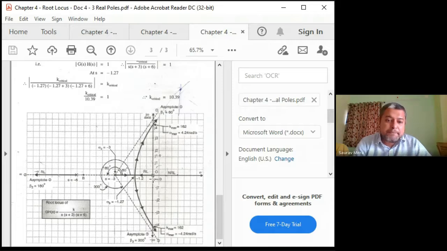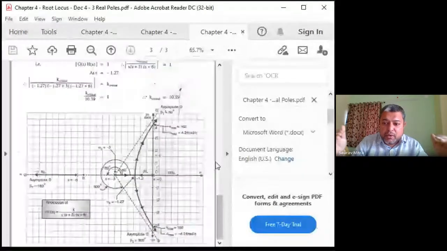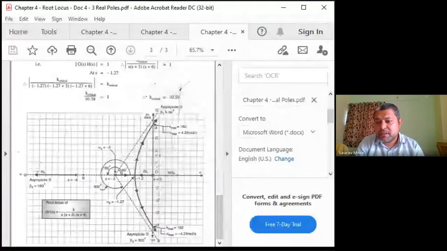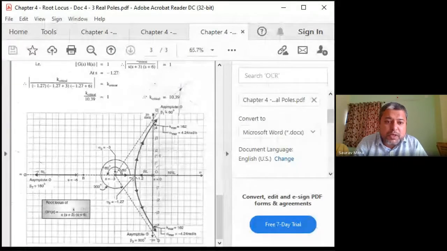What will happen is, initially you are keeping the value of k equal to 0, this pole will be at 0 and this pole will be at -3. Now you are increasing the gain k. What you will find is that these two poles keep on coming closer to each other. That means whichever pole was at 0, it will keep on coming towards this point. So what is this point? Breakaway point. This breakaway point we will be able to calculate.